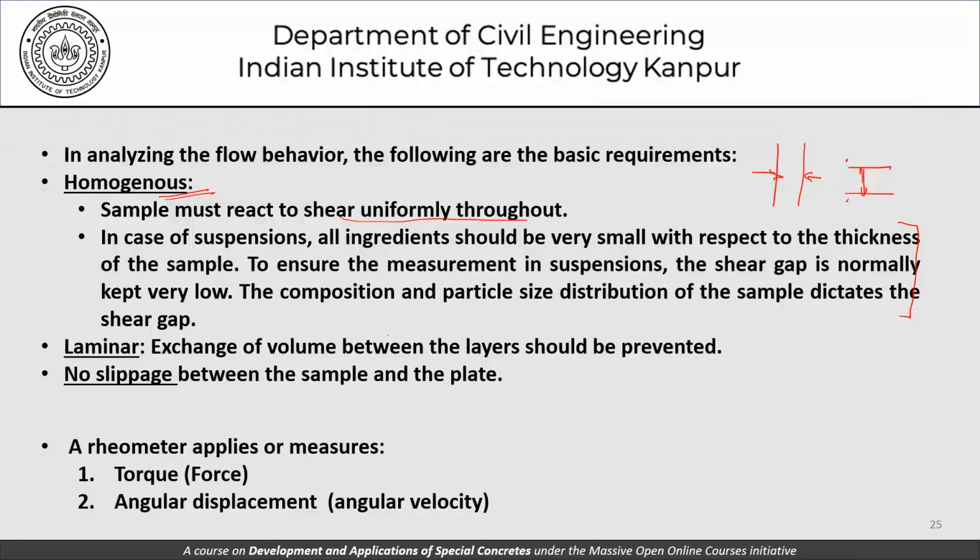Laminar exchange of volume between the layers should be prevented, and there should be no slippage between the sample and the plate. So these are the kind of basic requirements when we talk in terms of analysis of a flow behavior. So the rheometer, or the equipment that we use, applies or measures the torque, which is the force, and the angular displacement, which could be angular velocity. So these are the two things, and we could vary one independently and measure the other as a dependent variable.